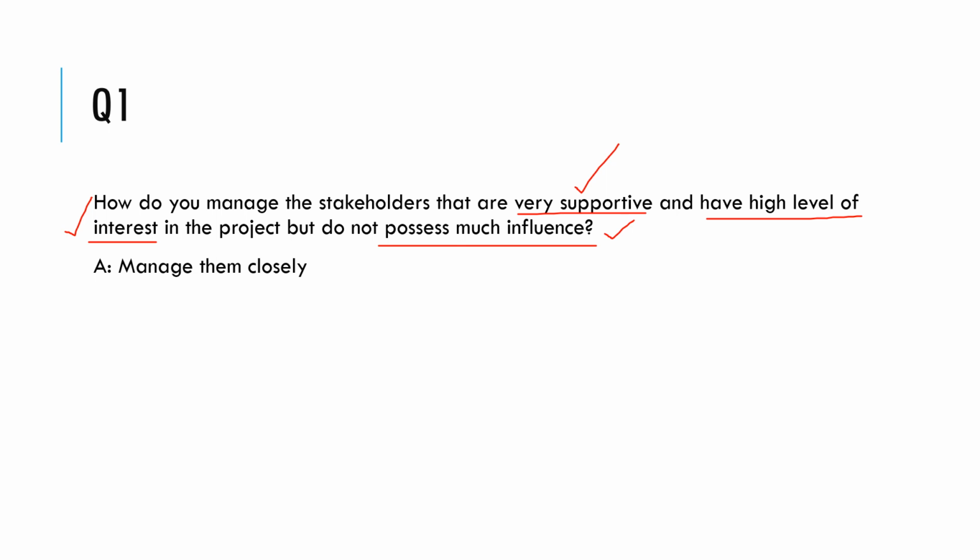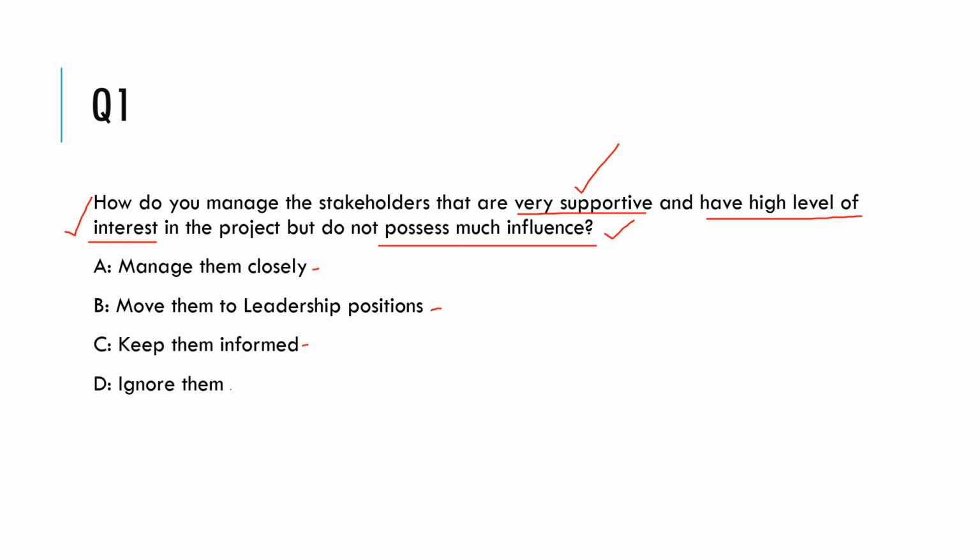Option A, manage them closely. Option B, move them to leadership positions. Option C, keep them informed. Option D, ignore them. And like I said, if you are already aware of the power interest grid, by now you know the answer is C, keep them informed. So these are the stakeholders that have high interest but low power.